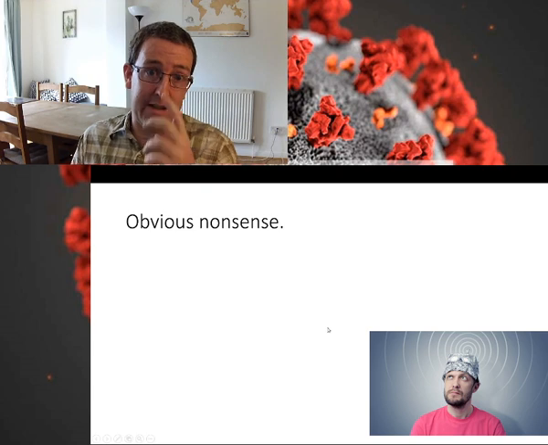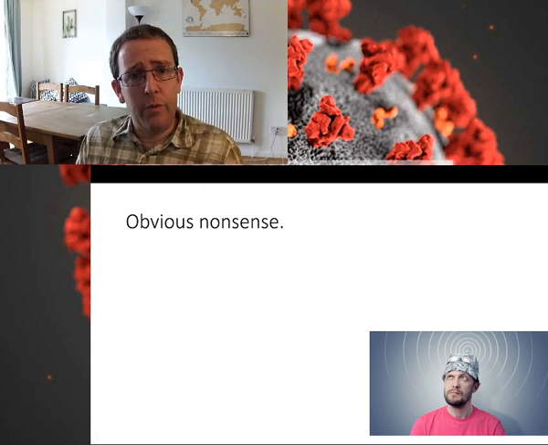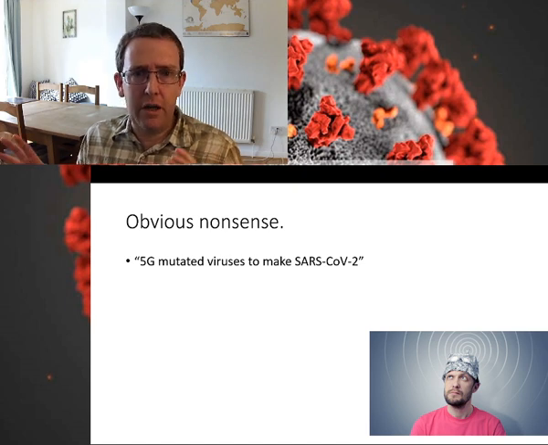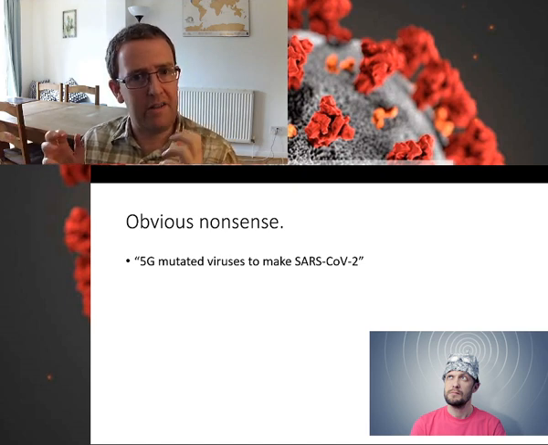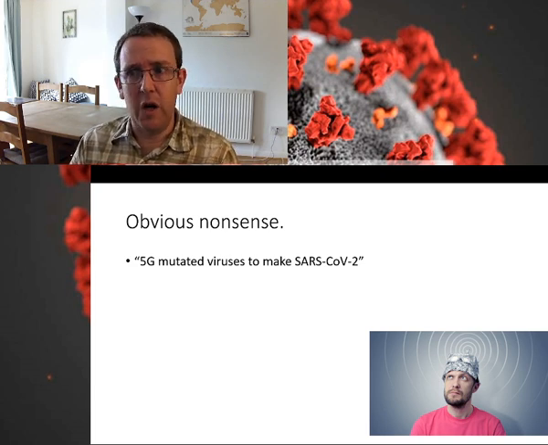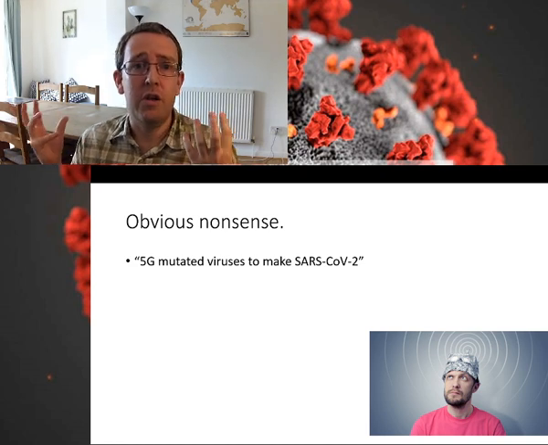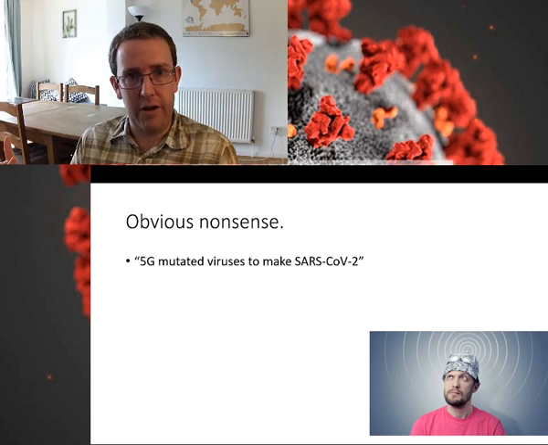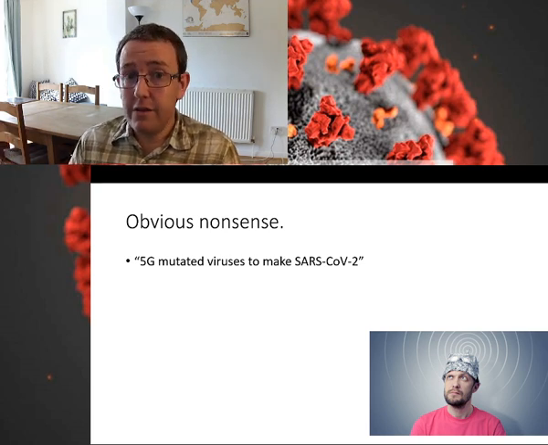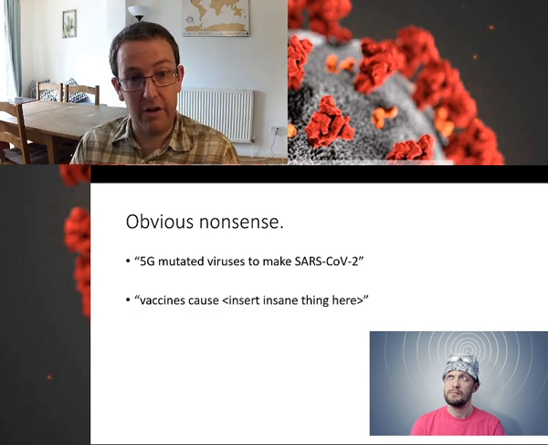Now obviously there's a lot of obvious nonsense out there which you may have seen. For example, all this nonsense about 5G mutated a natural virus to make SARS-CoV-2. Obvious nonsense, right? Mobile phone antennas do not produce the type of radiation. They produce radio waves. They do not produce the type of radiation with anywhere near enough energy to mutate DNA. It is impossible. No debates, no conspiracy theories. That is not happening. Okay, none of this.